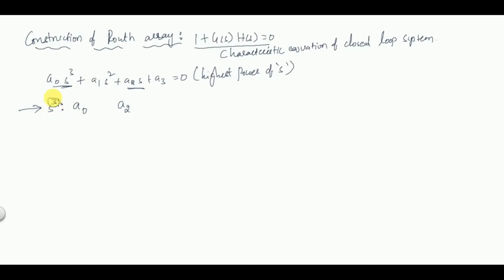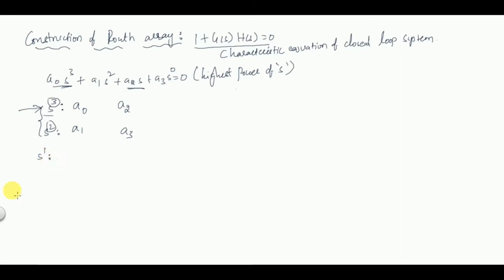The first row consists of the highest power. If the highest power is odd, write all the odd coefficients here. If the highest power is even, write all the even coefficients here. Then decrement the power of s by 1, so s square, whose coefficient is a1. Since it is an even row, write all the even coefficients, including a3, because 0 is also an even number, so this can be written as s power 0.